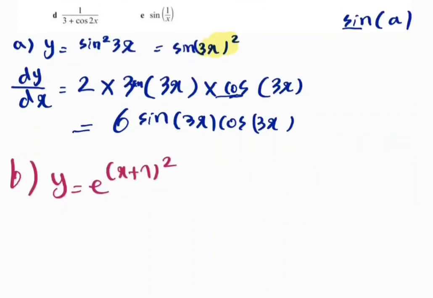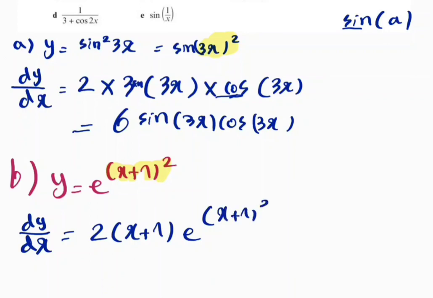So now we have this function, which is y is equal to e to the power of (x plus 1) squared. Whenever we have an exponential function, we first of all differentiate the power, and that comes out as the multiplier of the whole function. In this case, we first need to differentiate (x plus 1) squared. So dy/dx is equal to 2 times (x plus 1) times e to the power of (x plus 1) squared. This one was very straightforward.